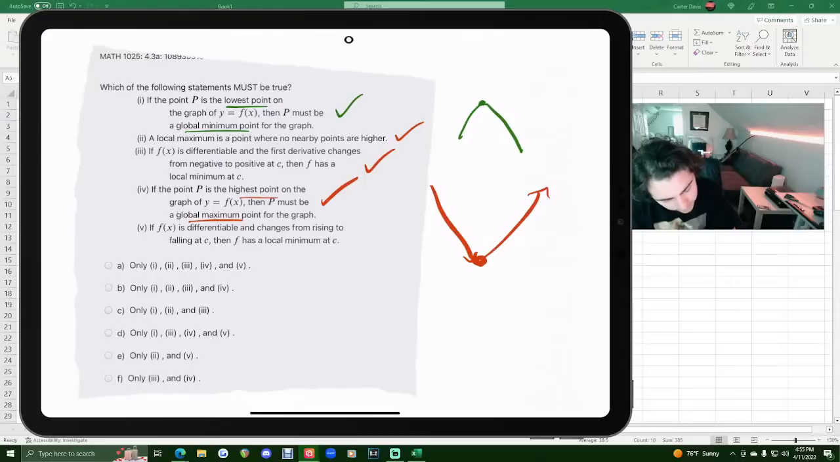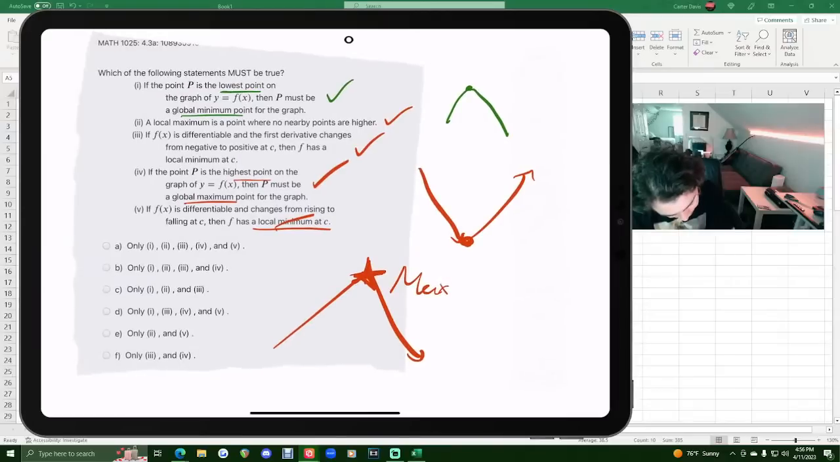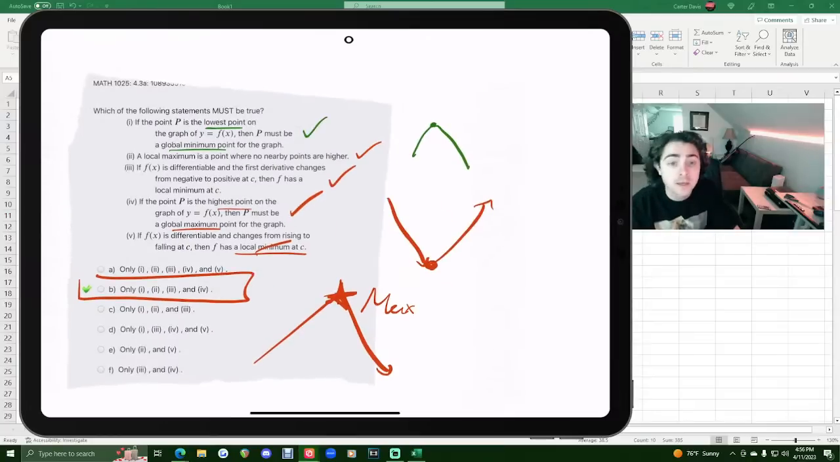Number 5, if F is differentiable, changes from rising to falling, then F has a local minimum. So close, but just the opposite. F would have a local maximum. So that is the only false one. I think 1 through 4 are correct, and I think that is B. All right, we nailed it.